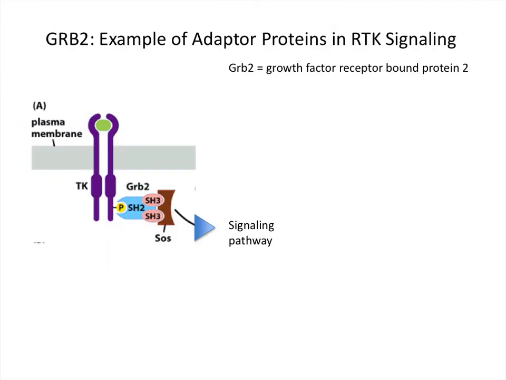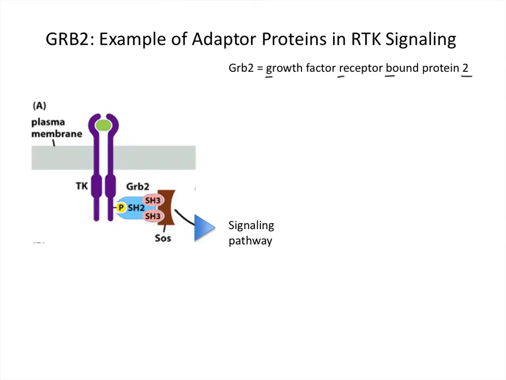Here's an example of an adaptor protein that is conserved across many different organisms. It's called GRB2. Great name, everyone. And GRB2 stands for Growth Factor Receptor Bound Protein 2. Wow. You don't need to have the full name memorized, but it might help you to connect GRB2 with growth factor signaling through our receptor tyrosine kinases by knowing a little bit about that whole name.